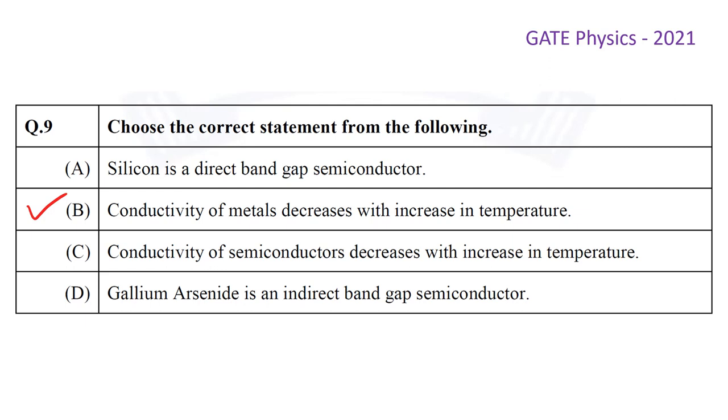So we checked all the statements one by one thoroughly, and we found that only option B, that is conductivity of metals decreases with increase in temperature, is the correct one for this question.